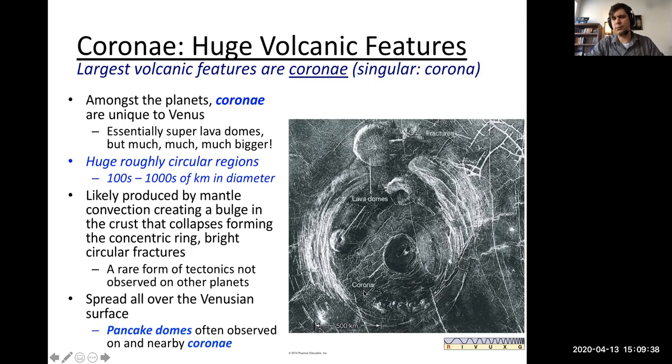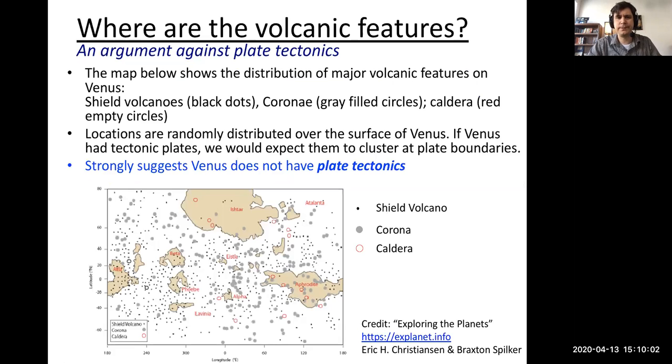And the fact that this was associated with a magmatic hotspot, no surprise that you're going to see fissures, volcanic fissures, these fractures here, and you're going to see all these lava domes that, yes, they do look like pancakes on Venus. So these are spread all over the surface of Venus, these coronae, and they are unique. We do not see these on any other planet's surface. So these are unique to Venus.